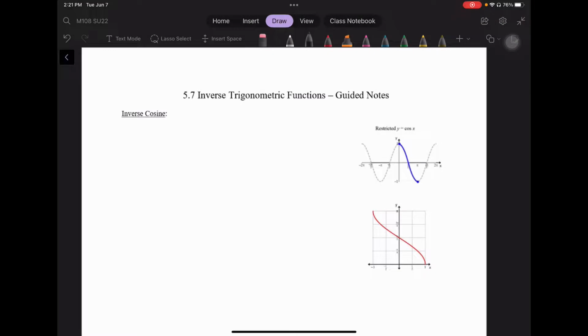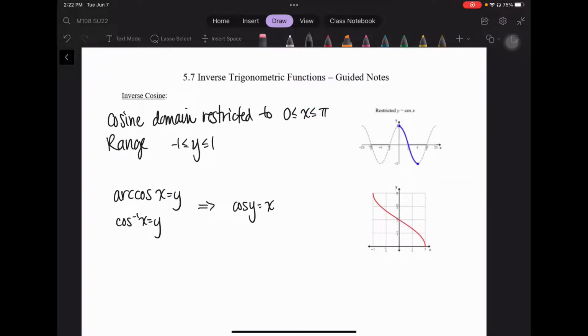We're going to restrict cosine to 0 to π rather than -π/2 to π/2. And notice again that the values go from -1 to 1 in the original range, and the range and the domain switch in the inverse. Notation again, the arc cosine of x is equal to y, or the cosine inverse of x is equal to y, is just saying that the cosine of y is going to be equal to x.